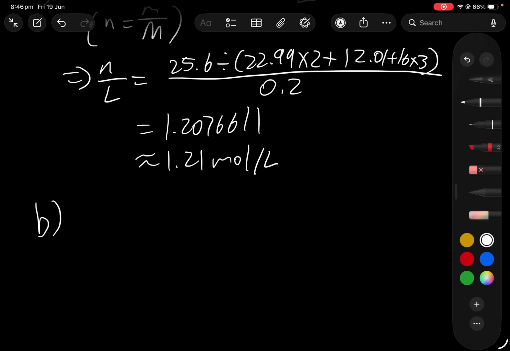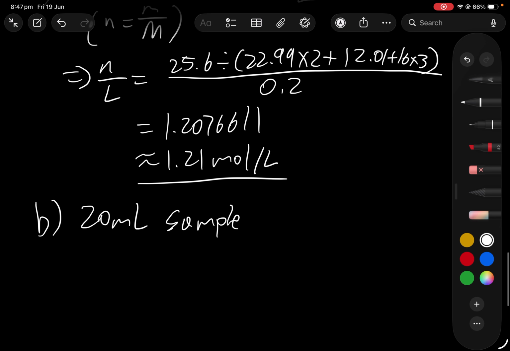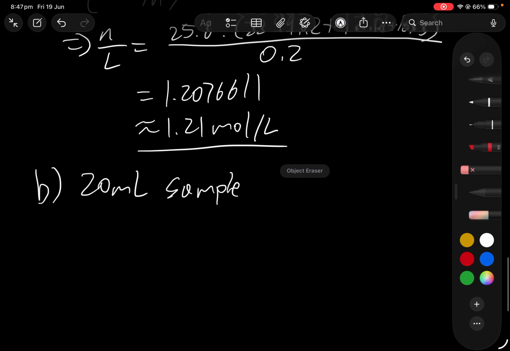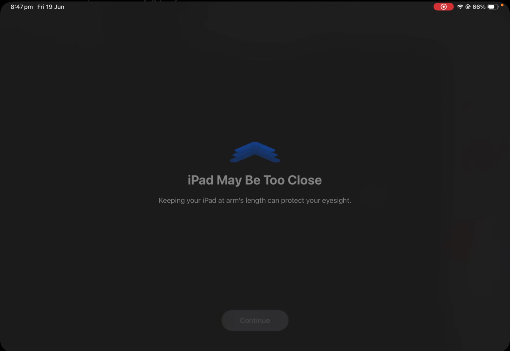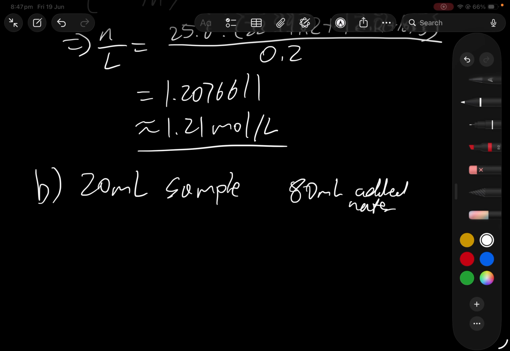And then part B, it says a 20 milliliter sample of the solution, which is this solution, placed in a 150 milliliter flask and 80 milliliters of water is added. Determine the concentration of the sodium ions in this dilute solution. So the important part is 20 milliliters of the sample and 80 milliliters of added water. And the 150 milliliter flask is just showing us that everything fits. I don't think it's that important.